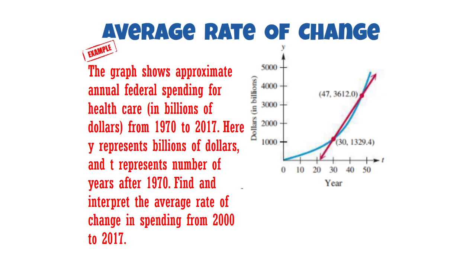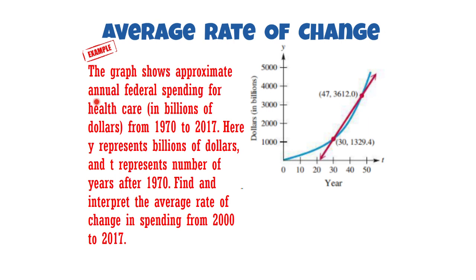I pick a couple points somewhere on that curve, and I go find the rate of change from one point to the next. So this example here is going to tell me the average rate of change from year 30 to year 47, right there. Okay. Let's read what we're talking about.